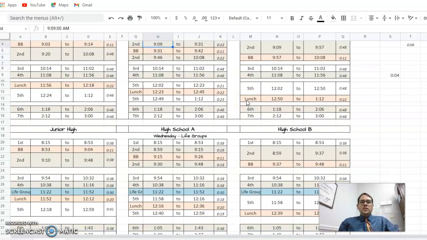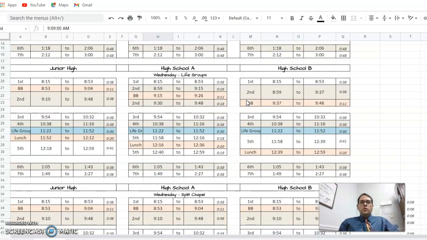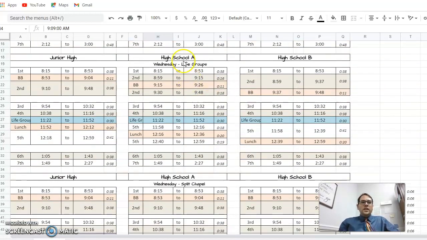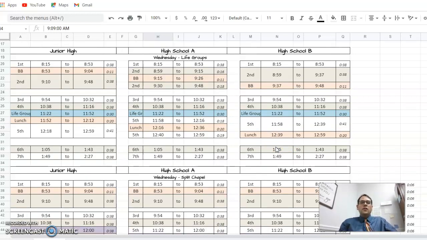Okay, moving down to the Wednesday schedules. This is also new. There are three Wednesday schedules. The first is for life groups, and what we've done is we've put the life groups all at the same time, and we've shortened them to 30 minutes. This was going to help because sometimes we were having some issues with teachers because their fourth period is when life groups were, or vice versa. So now no matter what grade you are, life groups are all right between fourth and fifth, or fourth and lunch.